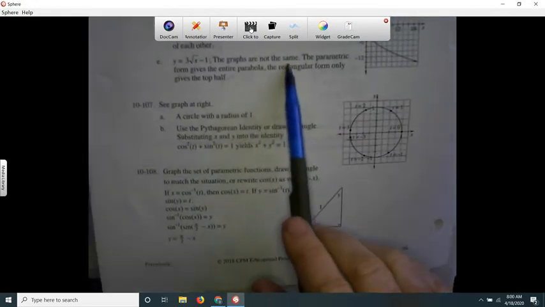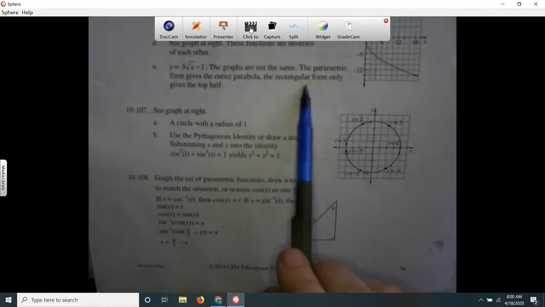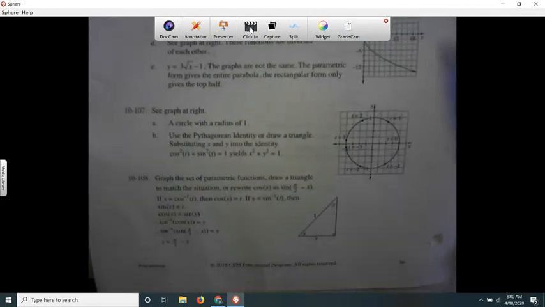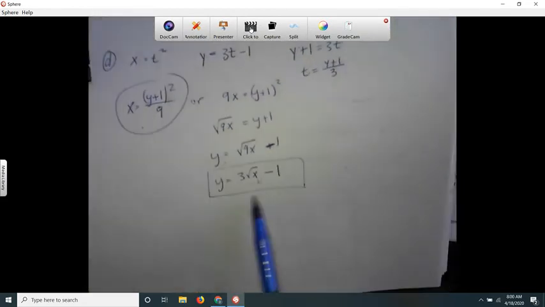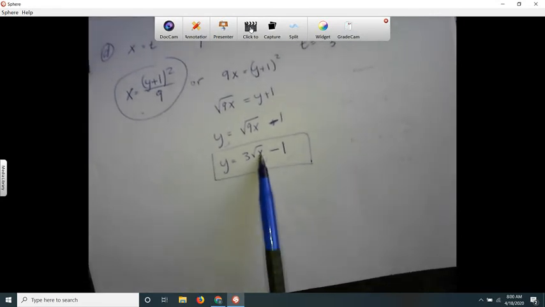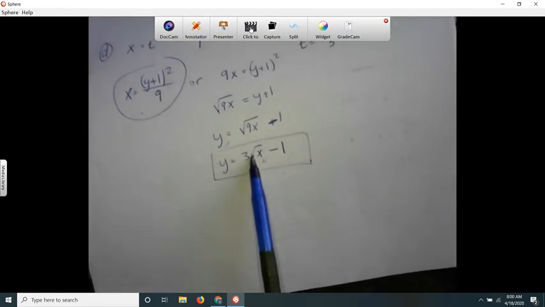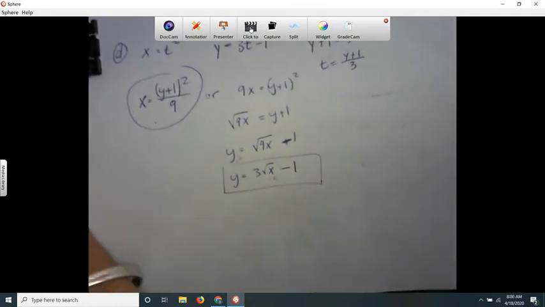It says the graphs are not the same. The parametric form gives the entire parabola. The rectangular form only gives the top half. And that's because when I solve it for Y, I have a square root of a negative. Well, you can't put negative numbers in there. Hope that makes sense.